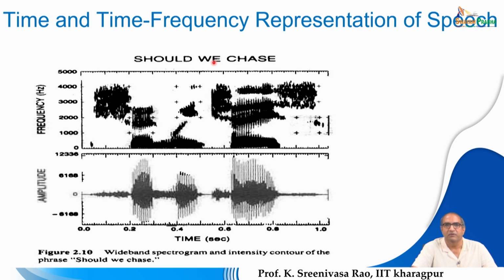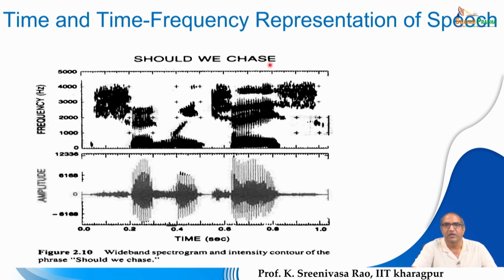Then "we": u and e, like kind of a diphthong. There are two vowels together that give you the sound, like ui.